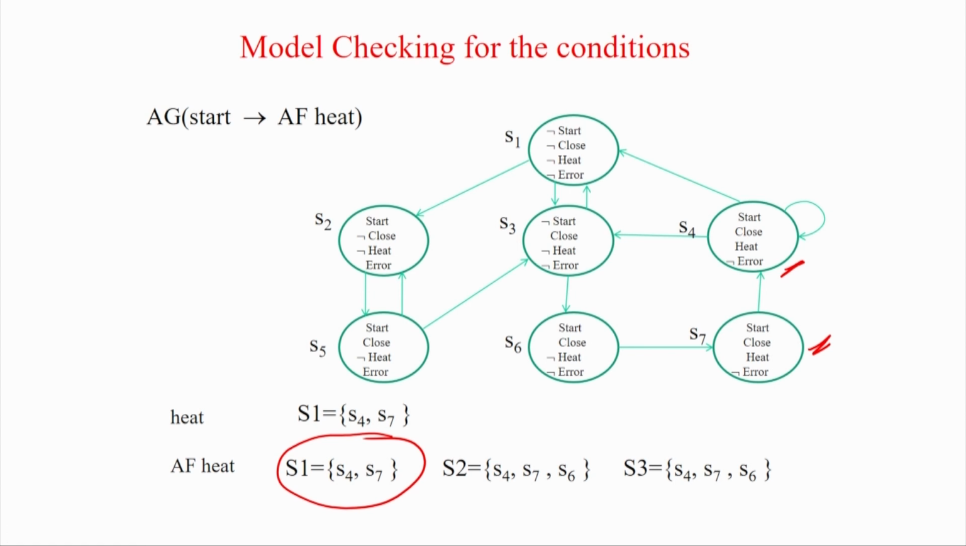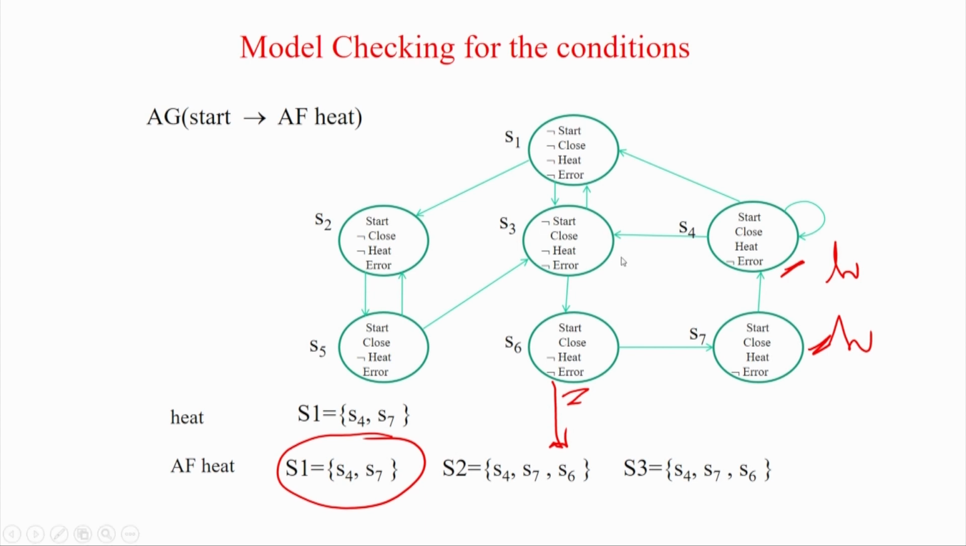Now if you look at your state S6, there is only one path from here in which heat is true and heat is true over here. So from S6 there is only one path where in future heat is going to be true. So straight away S6 will enter this group. But you can easily appreciate that S3 will not go into the group, because S3 has one more path which is looping over here where heat is not going to be true. So S3, S1 will not come into this group.